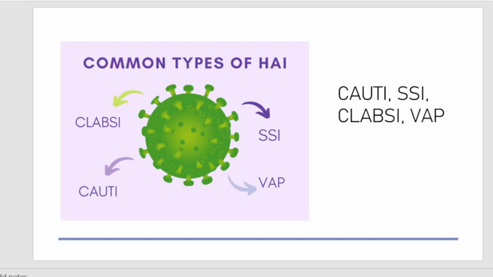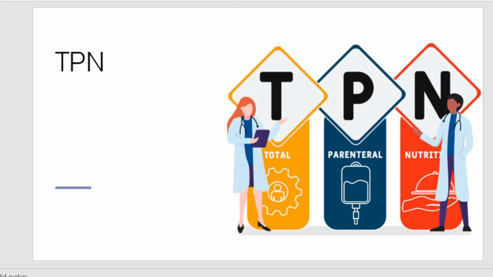Next, we have to know about the common types of HAI. HAI means hospital acquired infections. It is mainly divided into CAUTI, catheter associated urinary tract infections, surgical site infections, CLABSI, and VAP, ventilator associated pneumonia. What are the causes? What are the signs and symptoms? What are the preventive measures to prevent hospital acquired infections? We have to know. Next, we have to be thorough about TPN. TPN means total parenteral nutrition. What are the indications, the contraindications, the side effects, and how we administer the TPN also we have to know.